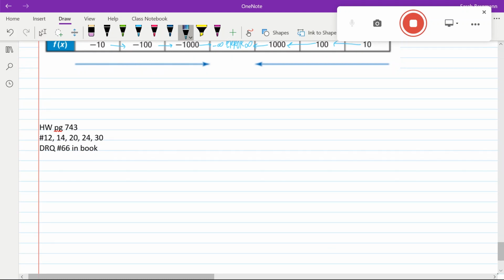Your homework for tonight are these problems on page 743. I gave you just a few limit problems to practice since I know you've already done these back in chapter 1. But I just want you to refamiliarize yourself with them and get a few practice problems in. And then number 66 is just kind of an open-ended question for you to try to dig a little deeper.